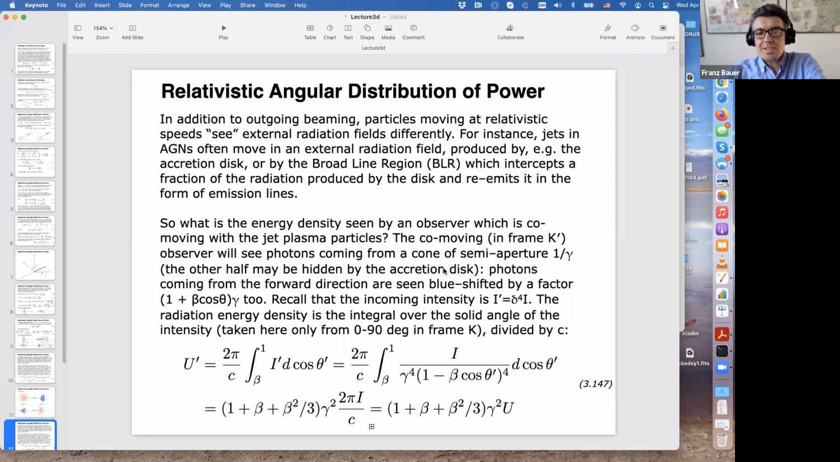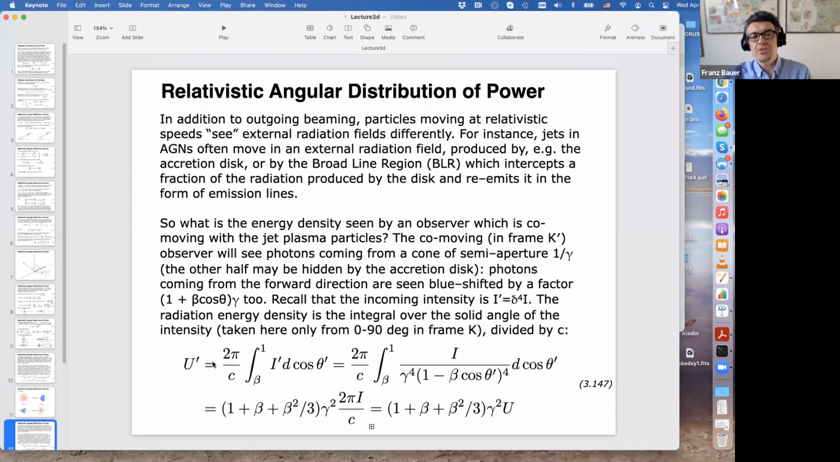So let's imagine what happens. The photons coming in from the forward direction will be seen as being blue shifted by a factor of delta. If we recall that the total intensity shifts as intensity times delta to the 4 equals the intensity in the K prime frame, then if we try to integrate this radiation density over some solid angle, what are we going to get?